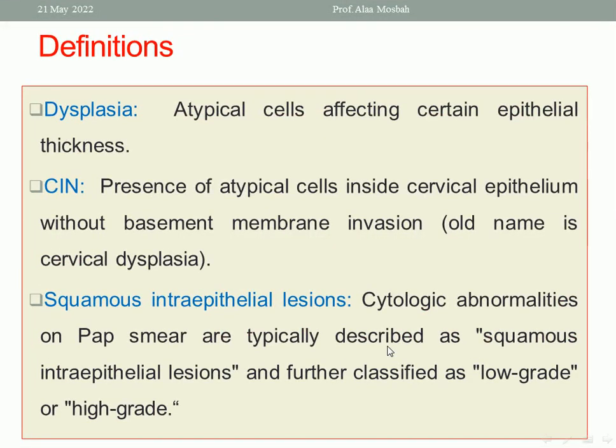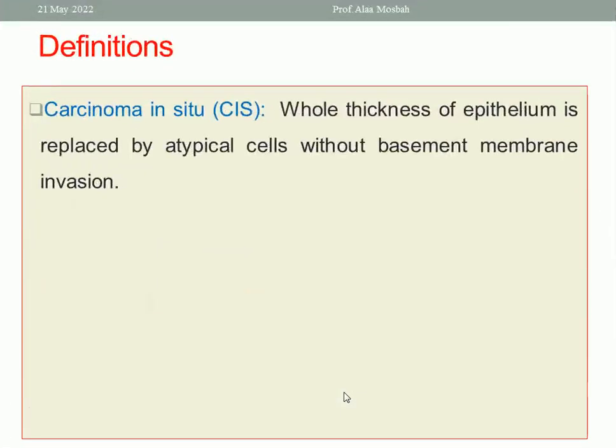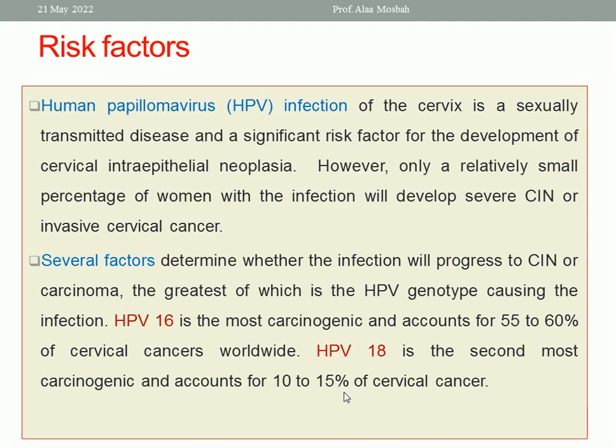So the definition of dysplasia and CIN is the presence of atypical cells affecting a certain epithelial thickness without basement membrane invasion. Also, squamous intraepithelial lesion may be low grade or high grade in case of Pap smear. What about carcinoma in situ? The whole thickness of the epithelium is replaced by atypical cells without basement membrane invasion.